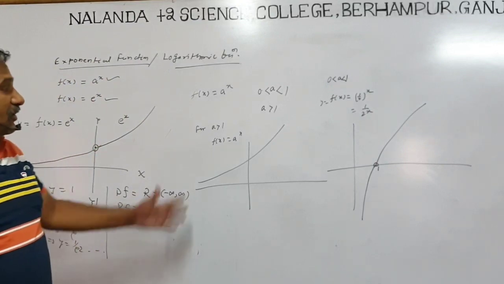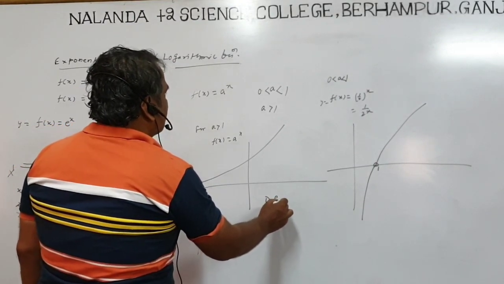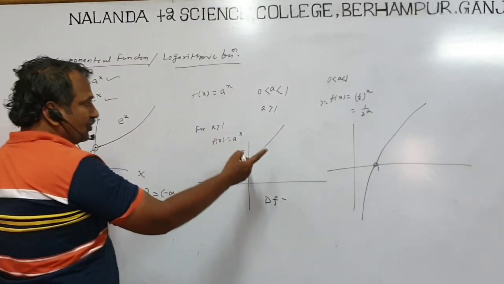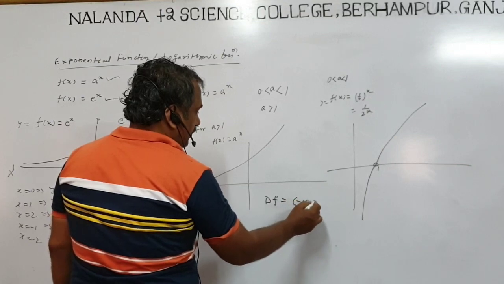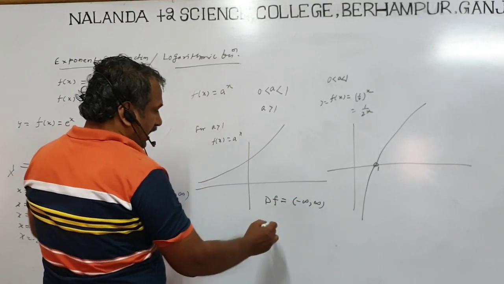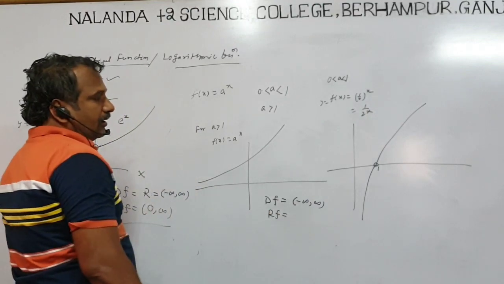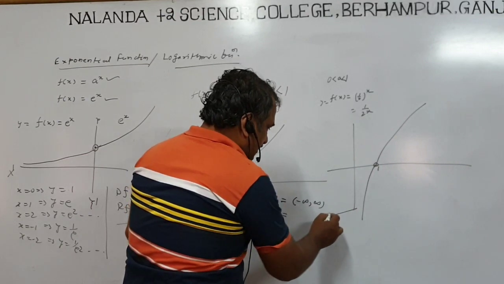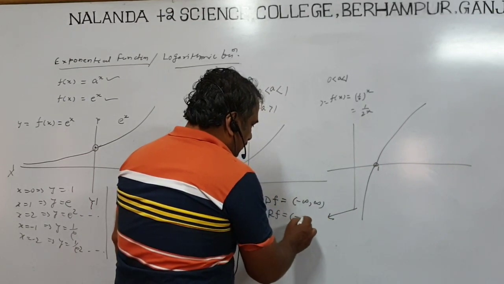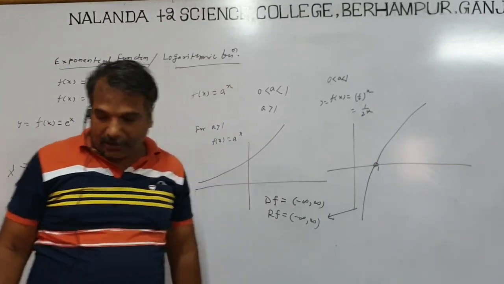And another is, what is the domain of the function? The domain of the function is minus infinity to plus infinity. And what is the range of the function? In this case, minus infinity to plus infinity. In this case, it is positive. Okay. Now this is a.